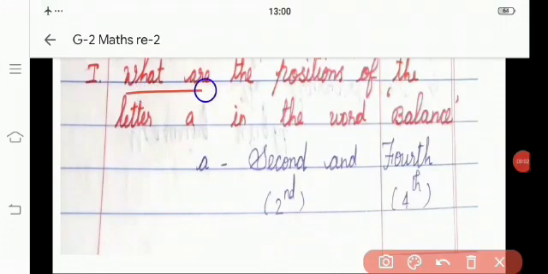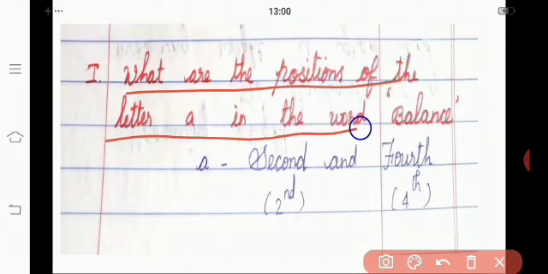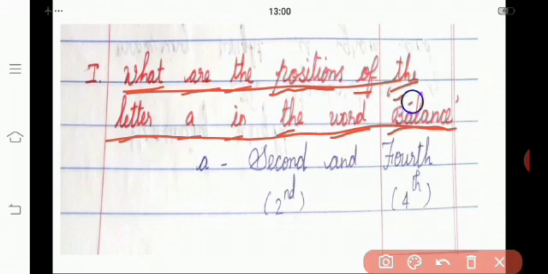What are the positions of the letter A in the word balance? See, children, just come, first, second, and point out the letter A.